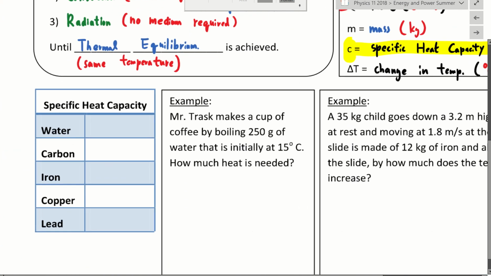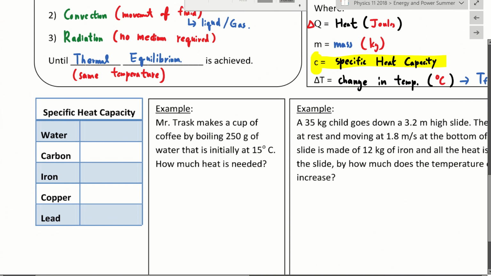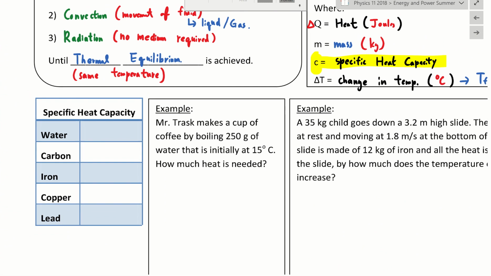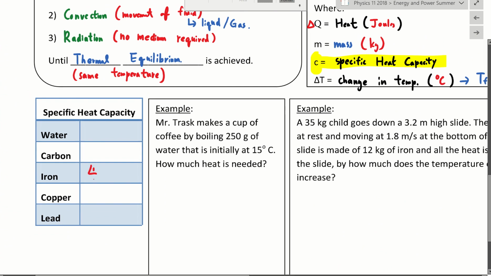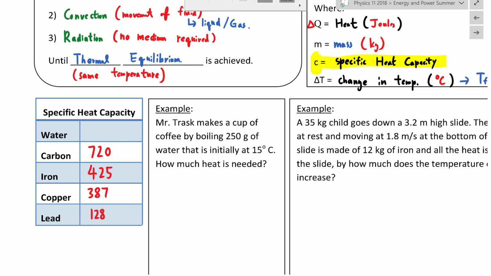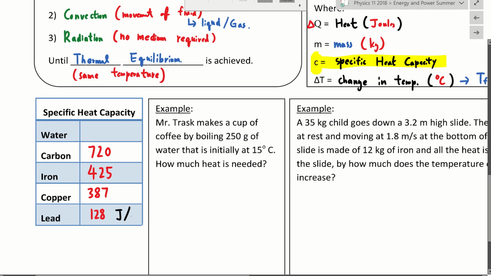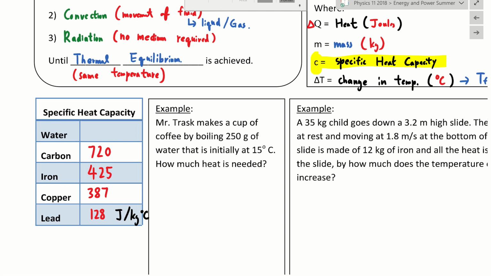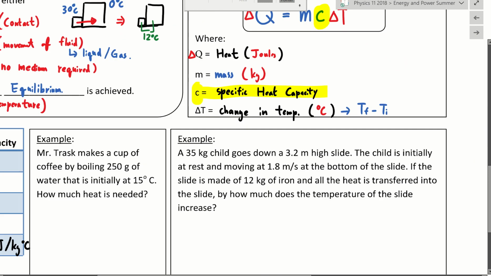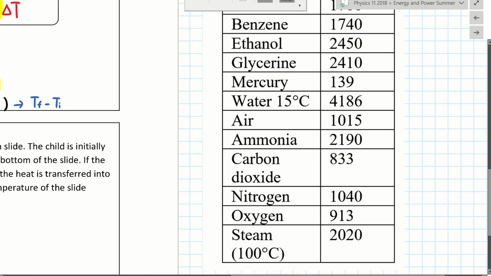Let's write down some of the common items. For iron, 425, so we can put it down right here. Carbon, about 720. Copper, about 387. Lead, about 128. Remember, they all have this unit, joules per kilogram degree Celsius. But I do want you to look at one very specifically: water. Find water in your table.